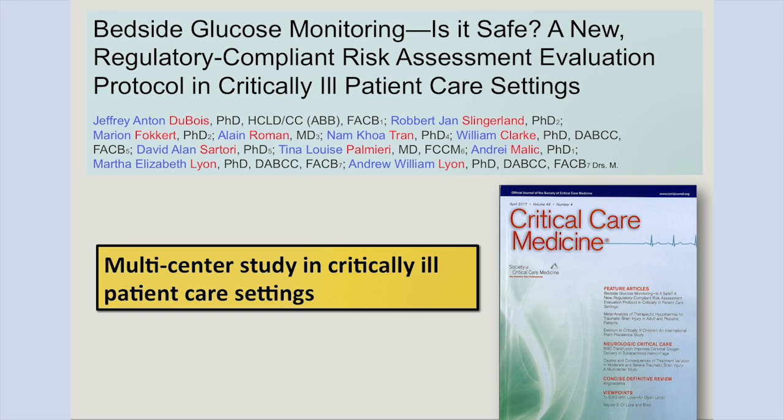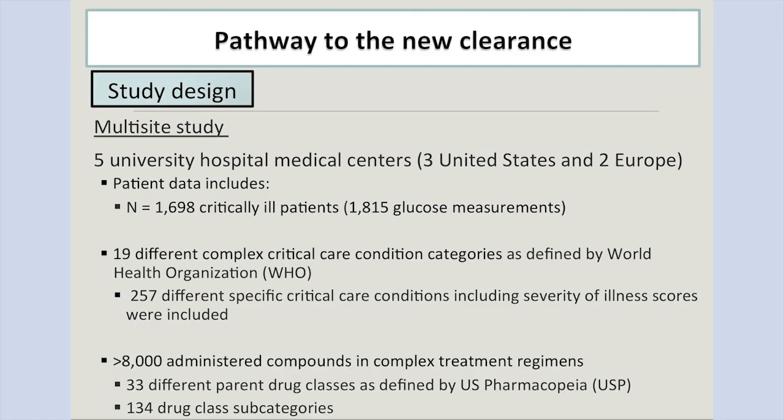Now, what was the kicker here? Well, the kicker is we ended up looking at a variety of things. I'll stop, and I'll just go through it in a methodical way. Data was collected from 5 university hospitals, 3 of them here in the US and 2 in Europe. Nam in his presentation had mentioned how many studies are done with 100 or 200 patients. Well, this study was actually done with close to 1,700 patients, and over 1,800 glucose measurements.